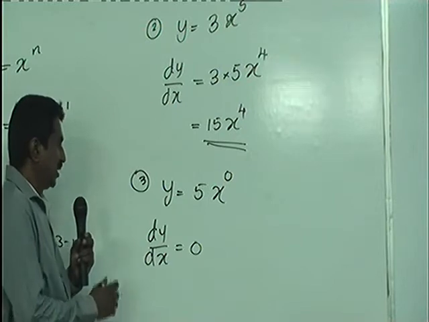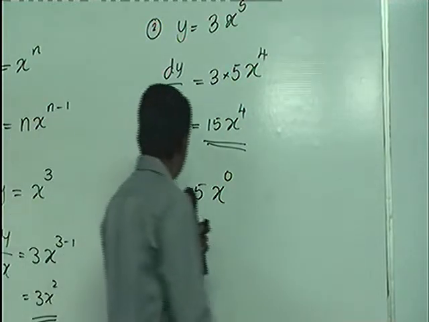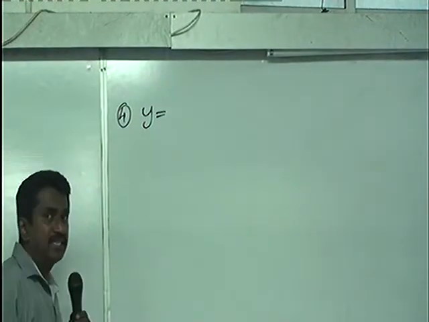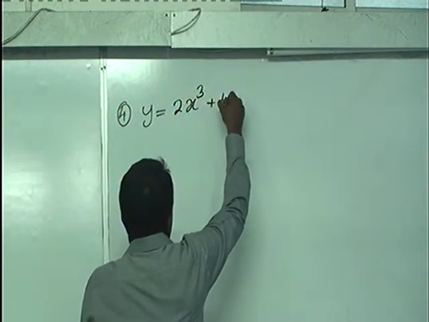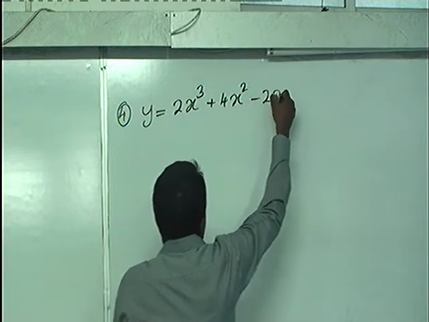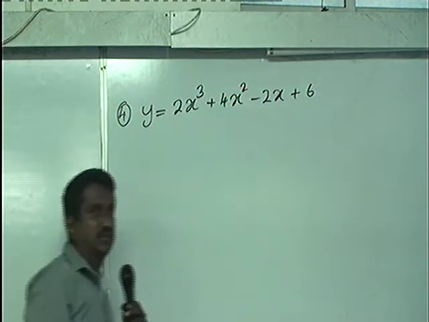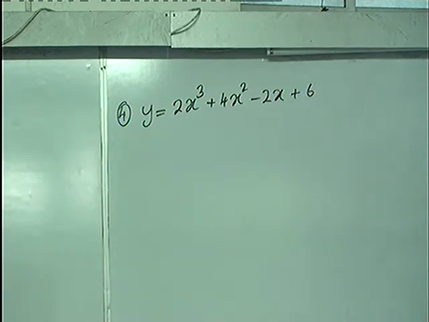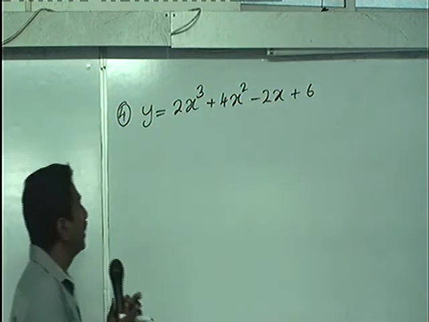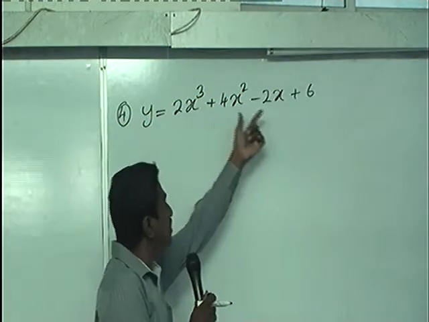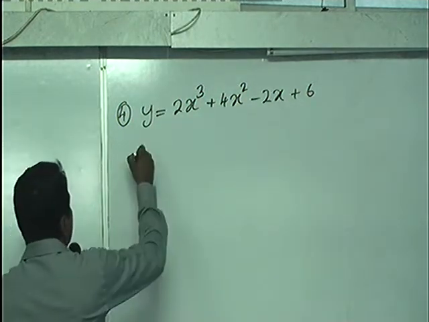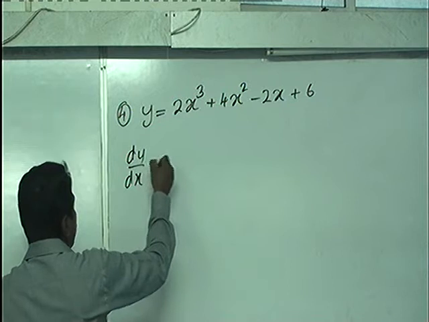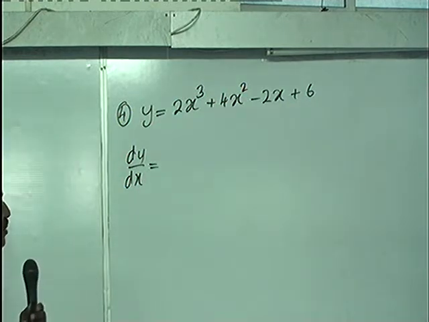Right. The next type of example, that is the fourth one, I will write here. So y is equal to, say, a function like 2x to the power 3 plus 4x squared minus 2x plus 6, a big one. Now, how do we differentiate this one? We have to differentiate the terms separately, this one separately, this one separately, and this one separately.